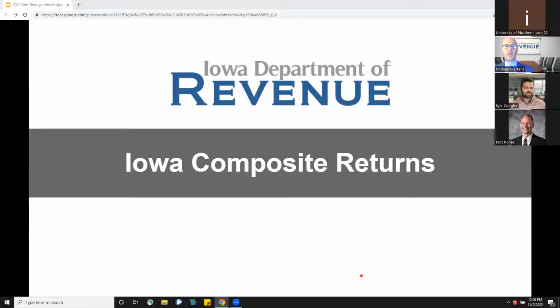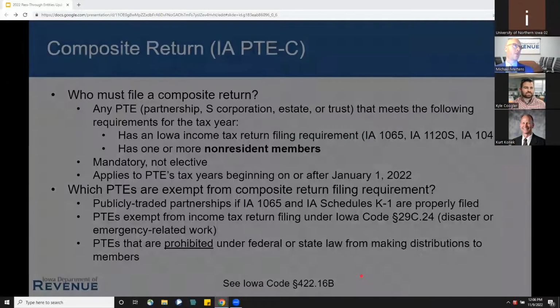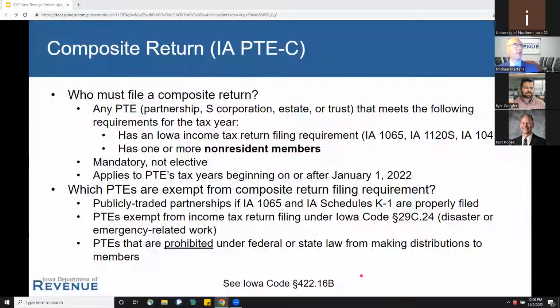First and foremost, these new composite return changes apply to tax years beginning on or after 2022. Let's start with the fundamental threshold question: who must actually file a composite return? That is any pass-through entity, which will be a partnership, S corporation, estate, or trust that meets both of the following requirements for the tax year.